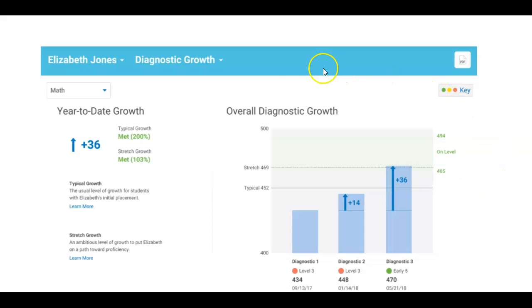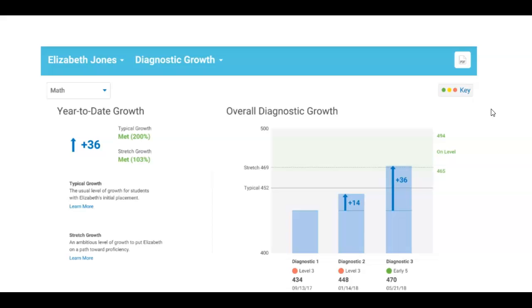Please understand that this is just a model, and these numbers are not necessarily the numbers that your child has to reach. The numbers on your child's report are personalized according to their performance. Should you have any questions about this report or need further assistance, please contact your child's teacher so that we can help you better understand your child's typical growth number and their stretch growth.